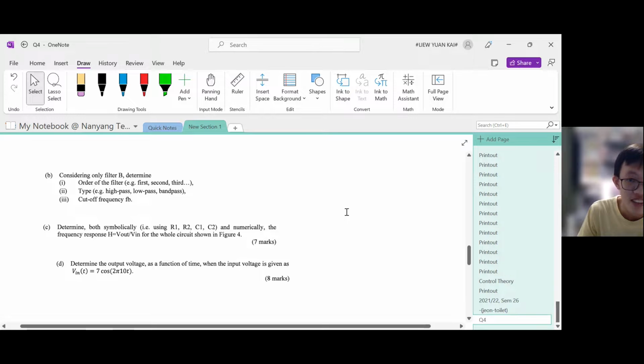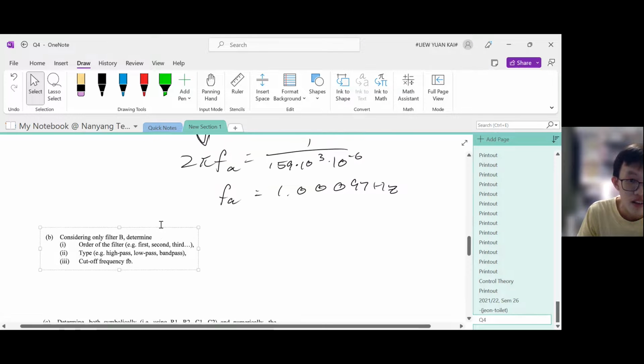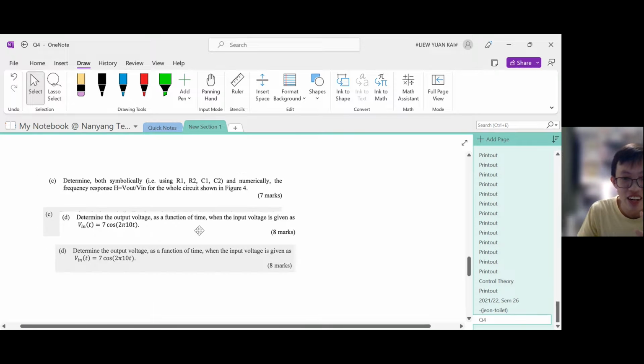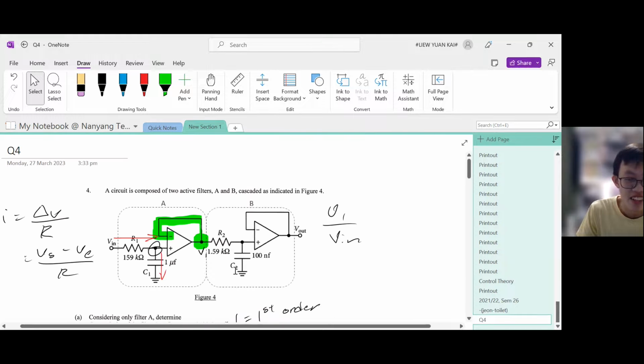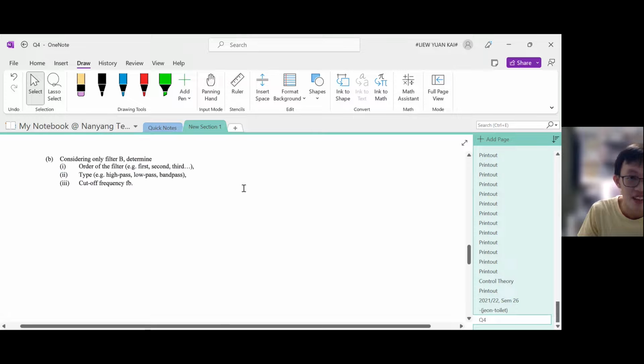Next, what do we want? Now we need to do the same thing, but for filter B. And I tell you, it's exactly the same. Why? Because the configuration is almost the same. Now let's take a look at this. Look at filter B. It's structurally the same as filter A. So you can already tell that the whole process is going to be nearly identical. But I'm just going to do it anyway for completeness' sake.